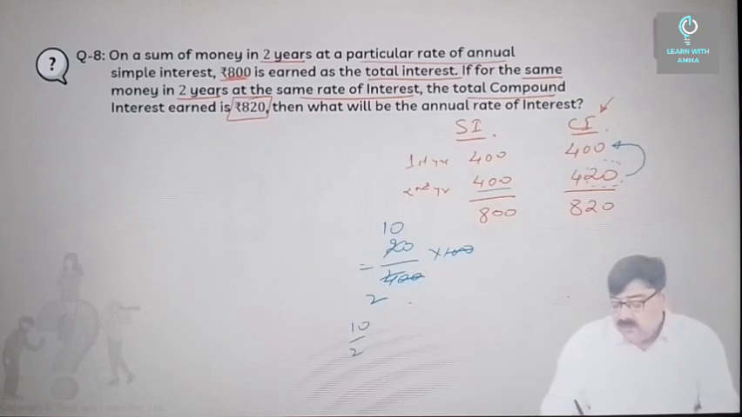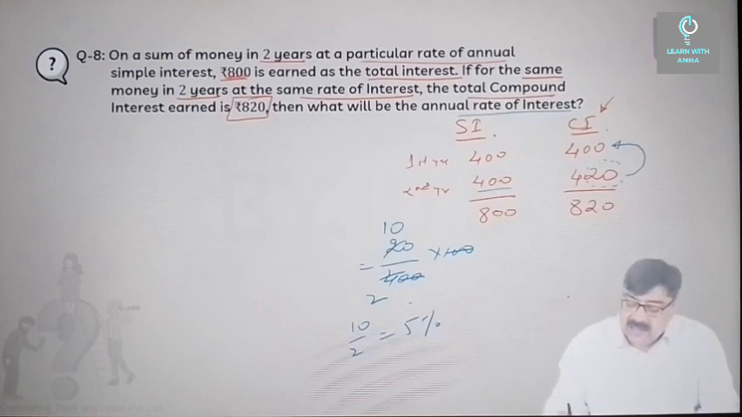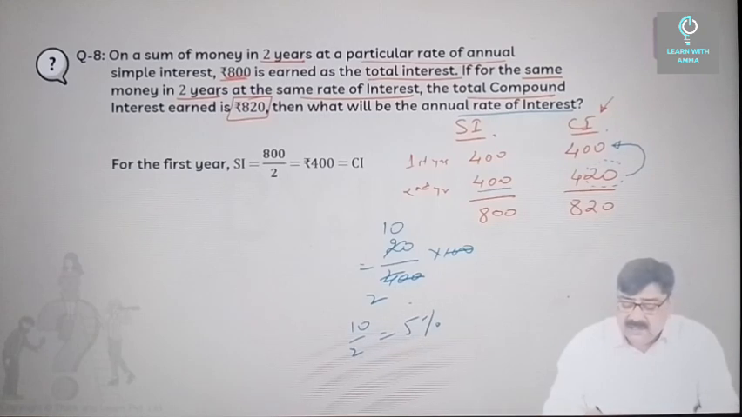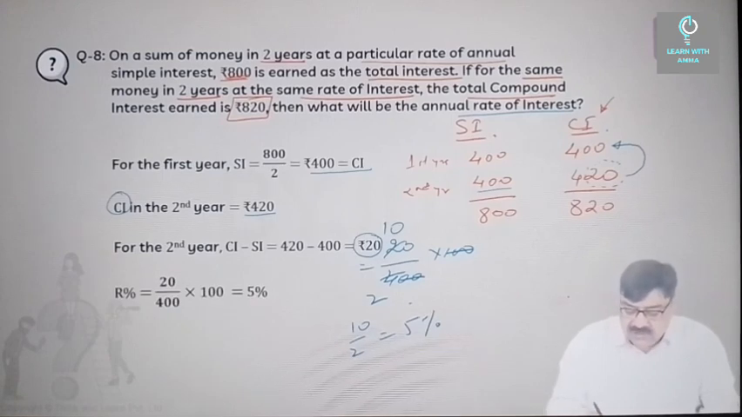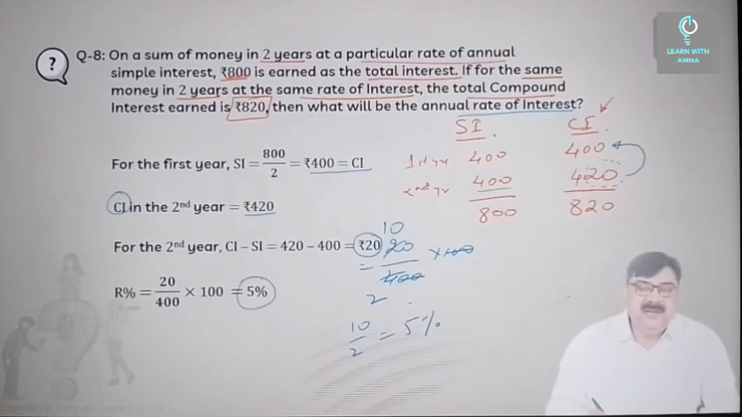So 10 by 2, which is nothing but 5%. That would be the rate of interest, and that's exactly what we need to find out. As you can see, for the first year, simple interest is 400, which is same as compound interest. Second year, compound interest is 420. So for the second year, the compound interest charged on the interest of the previous year is rupees 20, which happens to be 5% of 400, the interest charged in the previous year.